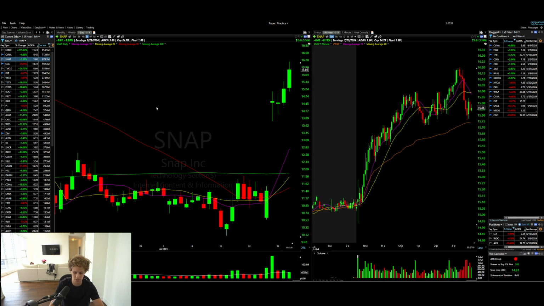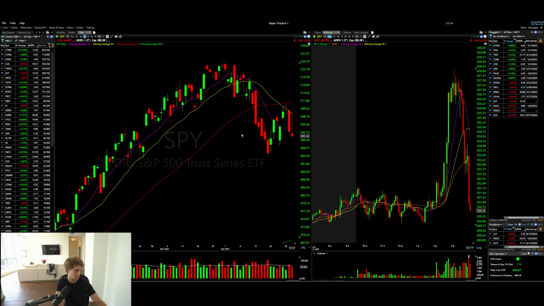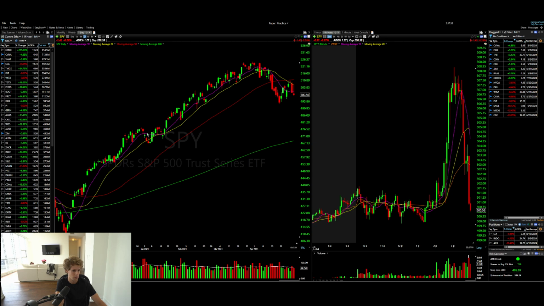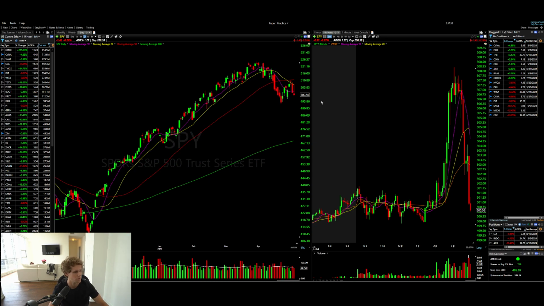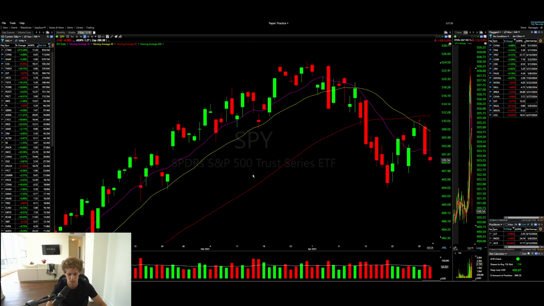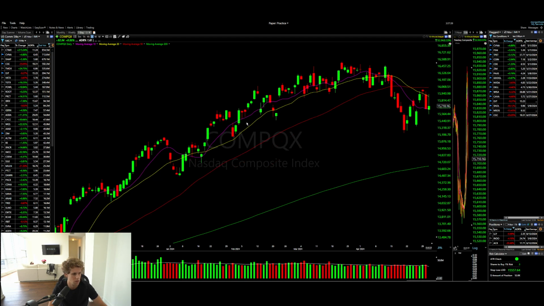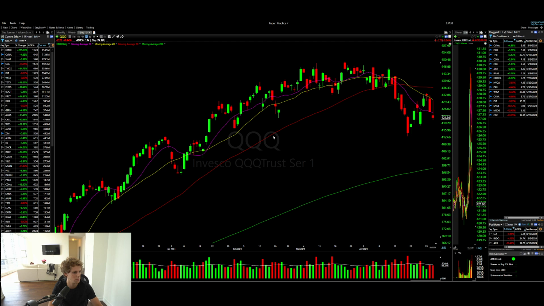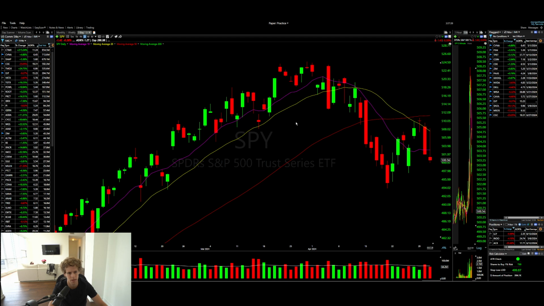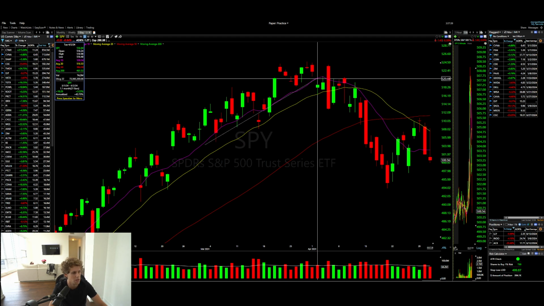But anyways, let's start with market conditions, because this is very important and a lot of you guys seem to be struggling with that. So market conditions, if we were to take a look at SPY, we're just going to use SPY as market conditions. You can also use COMPQX, you can use QQQ, but I think SPY is honestly the best. Most brokers or trading platforms are going to give you real-time data on this for free.